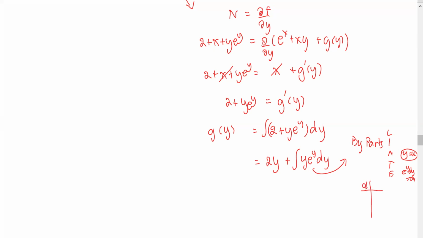In the first column, we find the derivative. In the second column, we find the antiderivative. Since the u is y, the dv is e to the y. We find the derivative in the first column all the way to get 0. So we get 1, and then next we get 0. In the second column we find the antiderivative, and then form the products. The first product has a plus sign in front. The second product has a negative sign in front. Then we get g of y as 2y plus the product of y and e to the y, minus the product of 1 and e to the y.